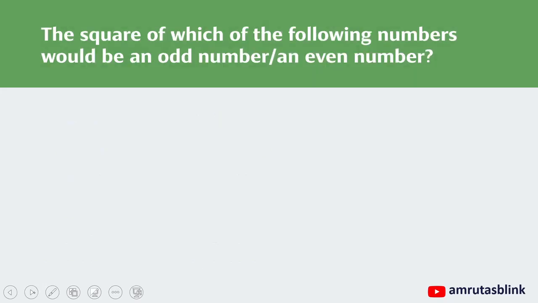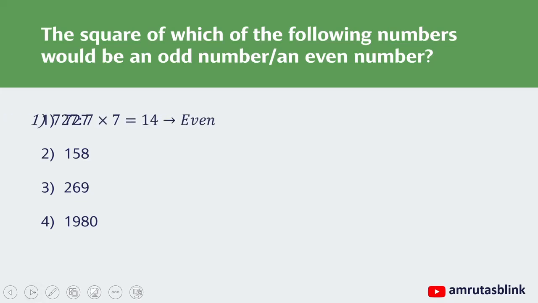The square of which of the following numbers would be an odd number or an even number? Now what do you mean by even number? The numbers having 0, 2, 4, 6 or 8 at their units place are even numbers, and the numbers having 1, 3, 5, 7 or 9 at their units place are odd numbers. Now this you are aware. So let's see, 727, then 158, then 269, then 1980. Now here also we'll wait for 1 minute. You can try to solve this problem on your own.